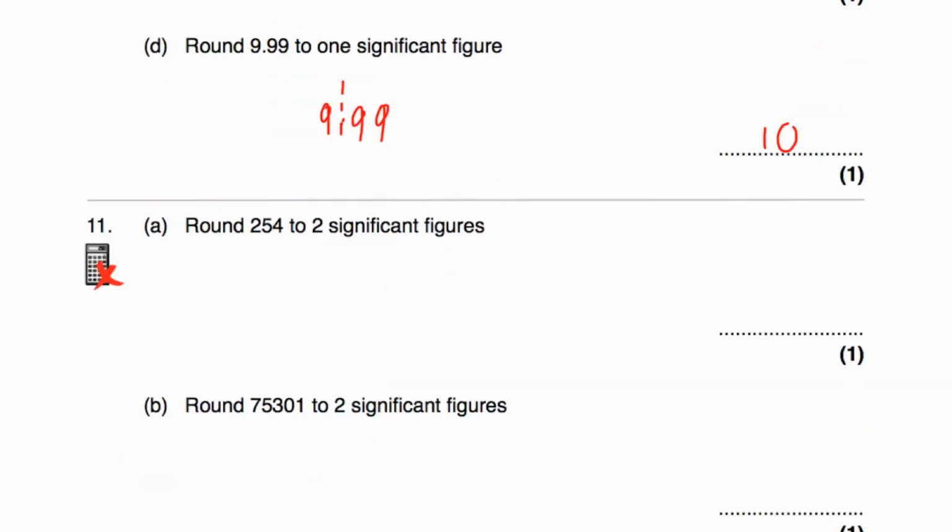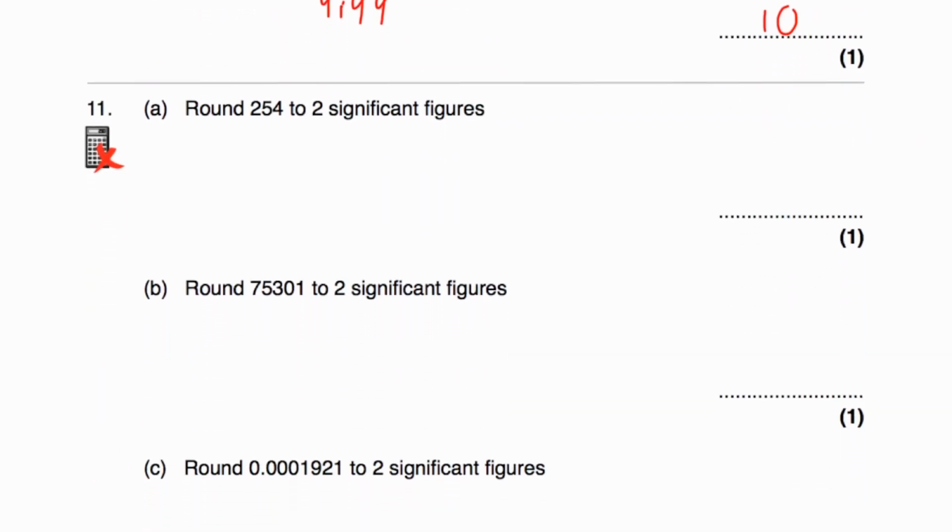Okay, our next question, question 11. Question 11a says round 254 to two significant figures. So that means we want two digits followed by zeros, so we're either going to have 250 or 260. In this case, it's going to be closer to 250, so the answer would be 250.